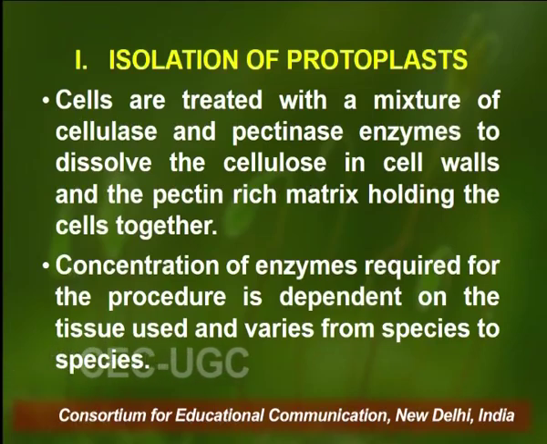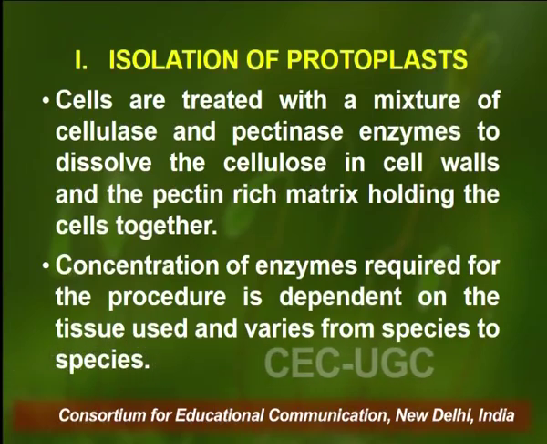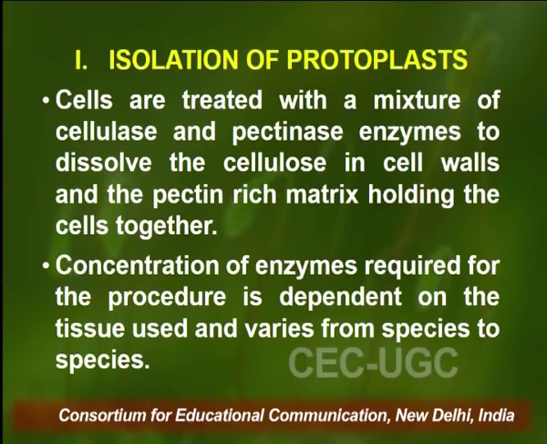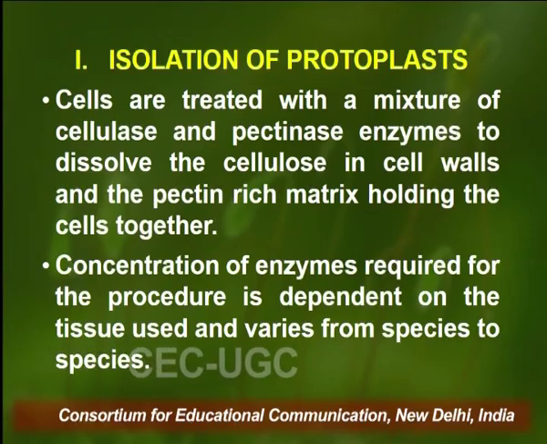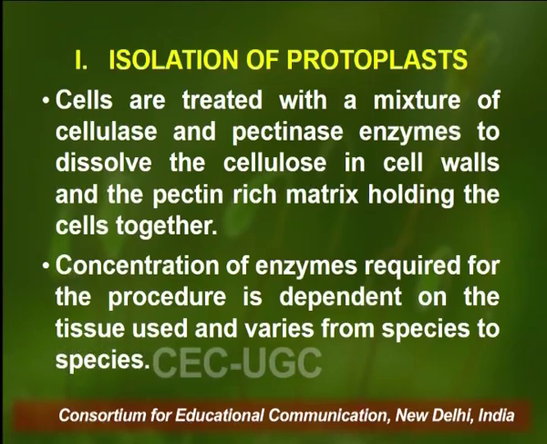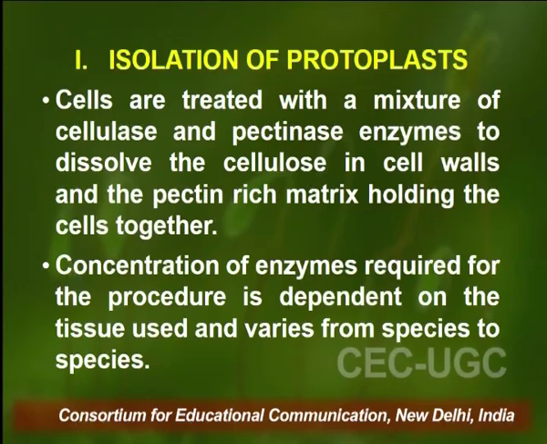So, when we have to isolate protoplasts, what do we do? Cells are treated with a mixture of cellulase and pectinase enzymes. They dissolve the cellulose and the pectin which is present in the cell wall matrix, and once they are dissolved, then of course we obtain naked protoplasts. The concentration of these enzymes, that is cellulase and pectinase, required for the procedure is dependent on the tissue which is used, and it also varies from one species to the other.